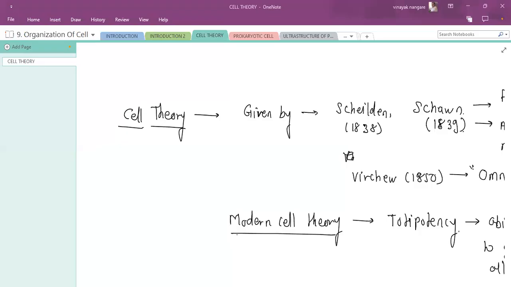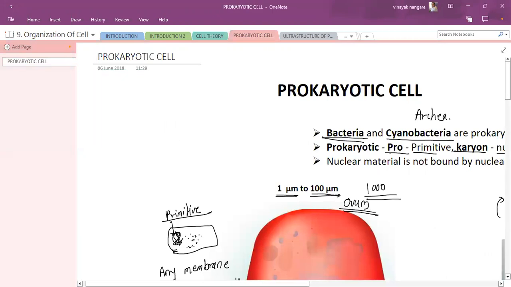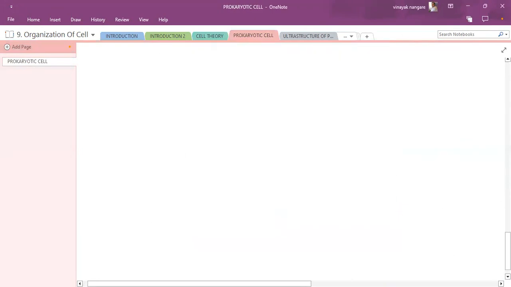I'm sharing screen. Oh, is screen visible? Yes. Yes. Okay. So let's start studying different type of cells.